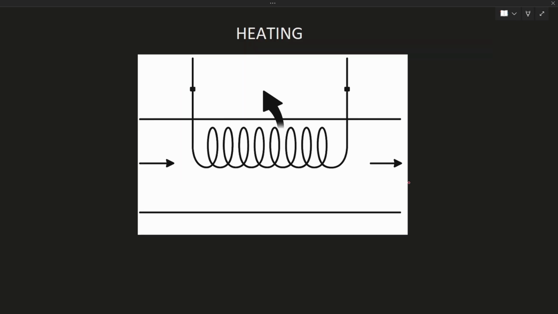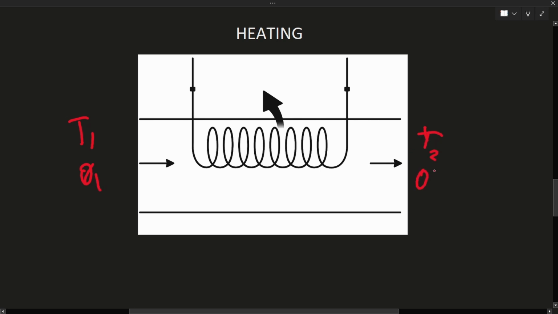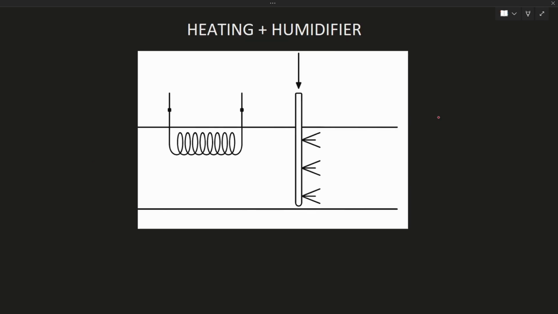So this is what your problems are going to look like. You have stage 1 over here, T1, phi 1, T2, phi 2. This is a simple heating problem, so you have Q that comes out. The first rule for this problem is that omega stays the same, and the second rule for this type of problem is that Q is equal to the mass flow rate of dry air times the difference in enthalpy. That's it. For this type of problem, you have to consider 3 stages.